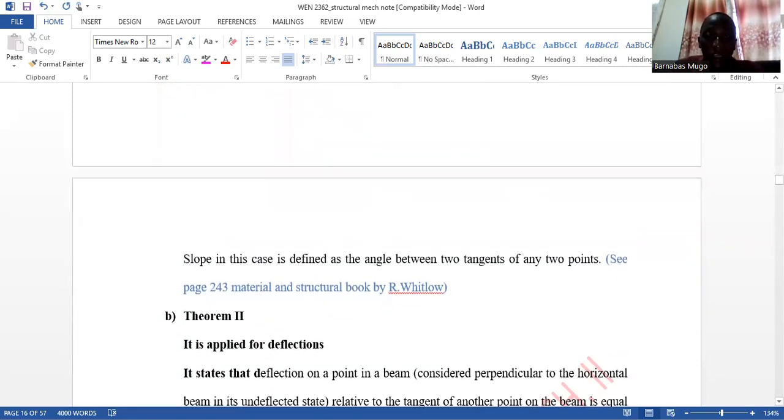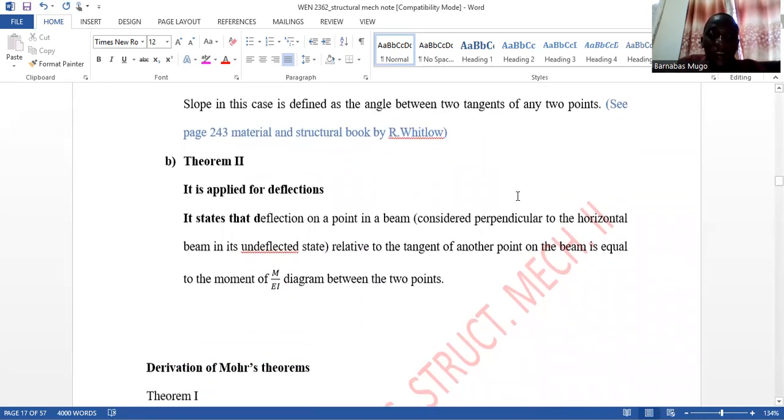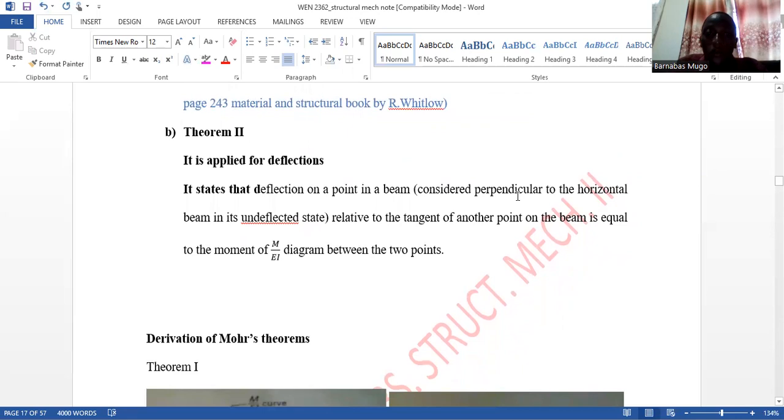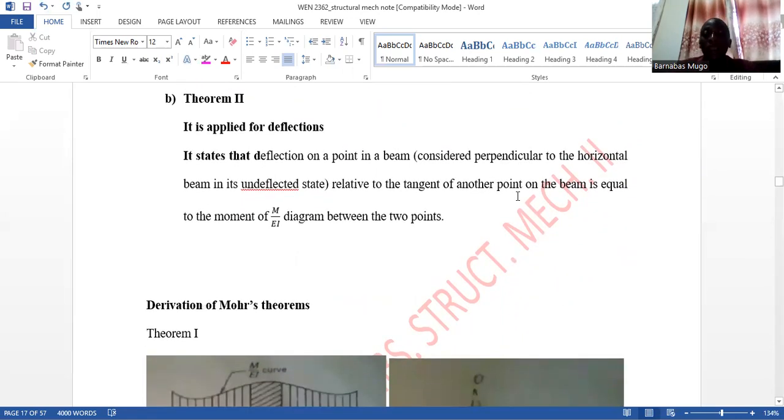You can inquire more from your respective lecturer. For more information, you can see page 243 in Material and Structure, book by Al Whitelaw. The second theorem is to do with deflection. It states that the deflection of a point in a beam, relative to the tangent of another point on the beam, is equal to the moment of the M over EI diagram between the 2 points.